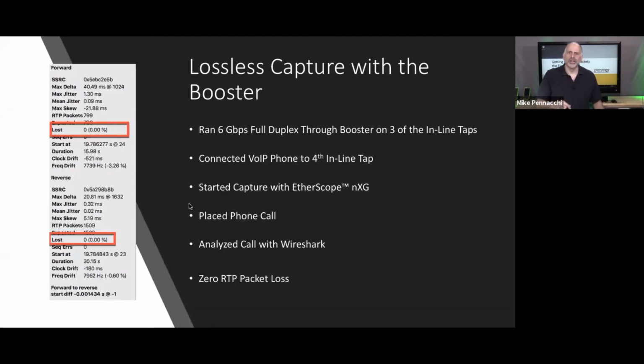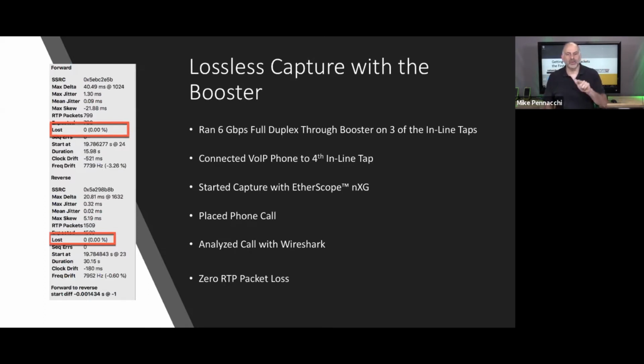Now, I wanted to go in and make sure that this booster did what the booster is supposed to do. So what I did was I set up a test where I ran 3 full line rate, full duplex, 1 gig traffic flows through 3 of those taps. So I had 6 gigabits per second flowing through there. Then I plugged a voice over IP phone into the other tap.